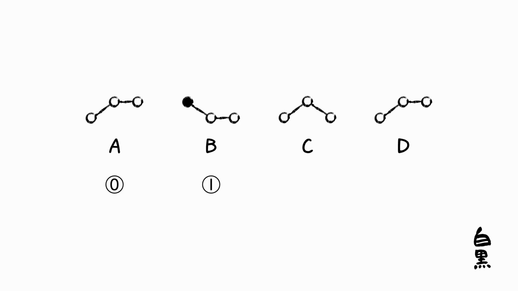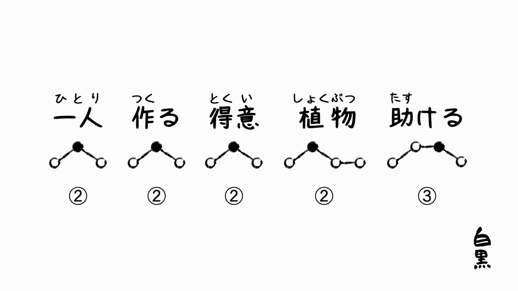If the last high-pitch mora is somewhere in the middle, neither the first nor the last mora, that's pattern C. That's why you see a number that's neither 1 nor the mora count next to pattern C words. In the case of 3 mora words, it has to be number 2. Some examples of pattern C words are 一人, 作る, 得意, 植物, 助ける.